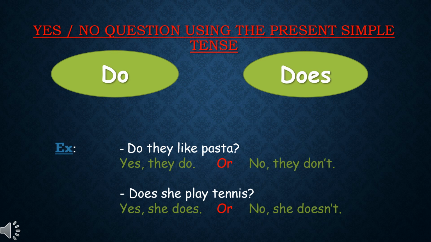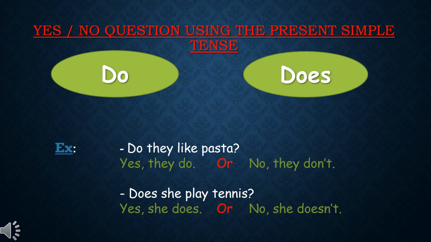As you can see in the examples we have, do they like pasta? I use do because I have they. The answer will be yes, they do, or no, they don't. As you can see, we call it a yes or no question because my answer will start with yes or no.